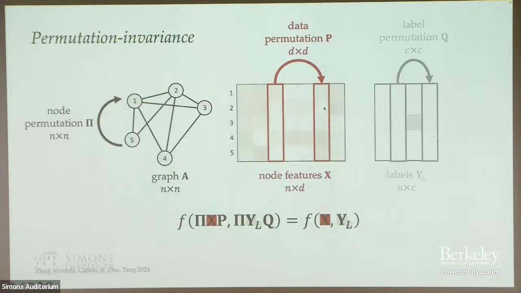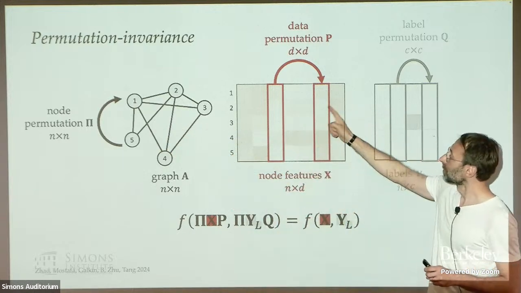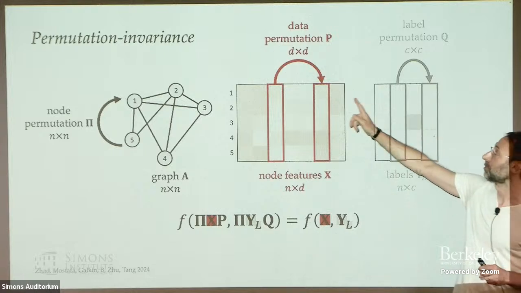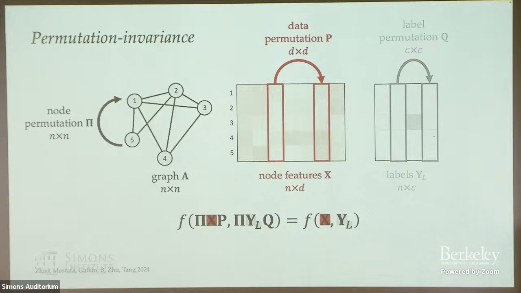So I remind you, these are the permutations that we've seen before, right? So these are permutations of the nodes. Now we have 2 extra types of permutations. We have permutations of the data, right? So I can scramble the columns in my feature matrix, by changing the order of the dimensions. I can also scramble the classes of the labels, because there is no particular reason to assume that they must come in any particular order.